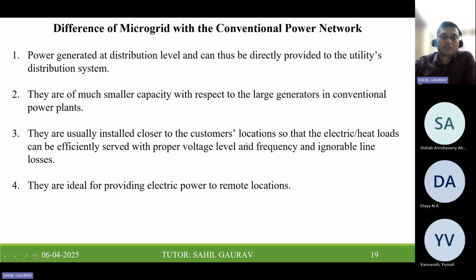And they are usually installed closer to customer location so that electric and heat loads can be efficiently served with proper voltage level and frequency and negligible line losses. And they are ideal for providing electric power to remote locations. So based on these features, microgrids are ideal for providing electric power to remote locations like those in hilly areas especially.